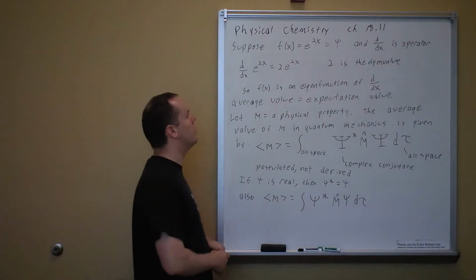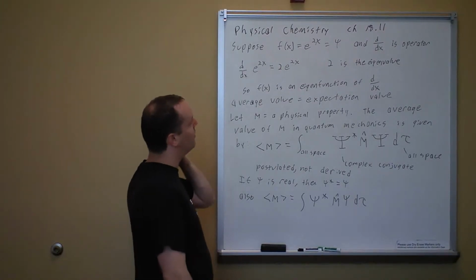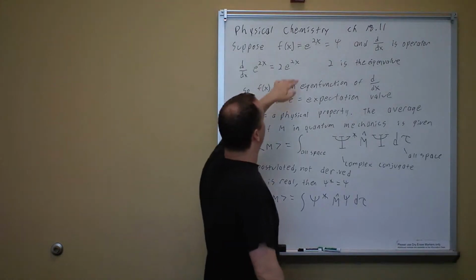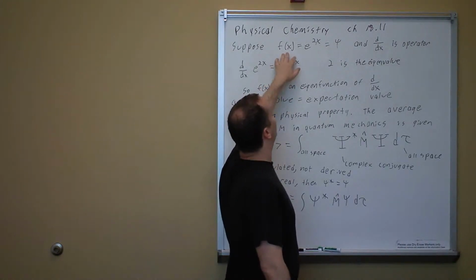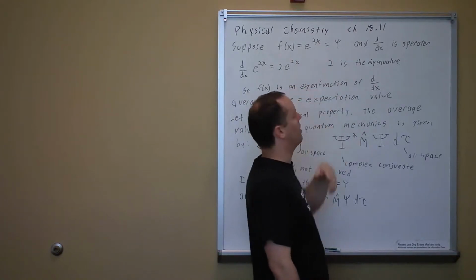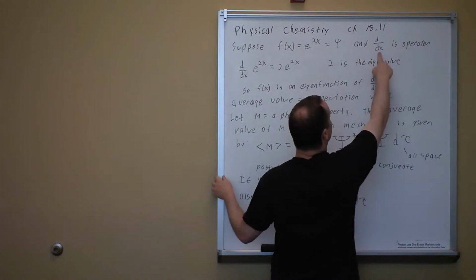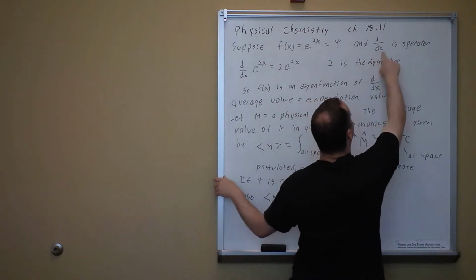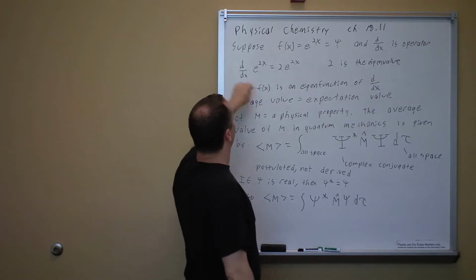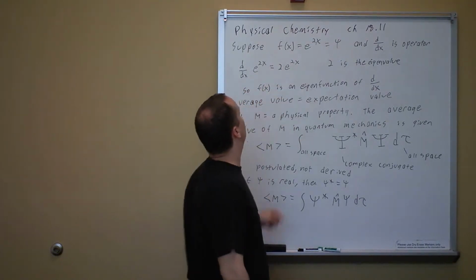Continuing on physical chemistry, we're in chapter 18, still in section 11, talking about eigenfunctions, eigenvalues, and operators. Let's use an example function. Say our function of x, f of x, is e to the 2x, and that's equal to psi, because psi is the wave function we use in quantum mechanics. We're going to use the first derivative with respect to x as our operator. If you take the first derivative of e to the 2x, you get 2 e to the 2x.